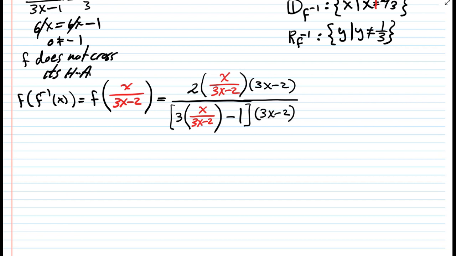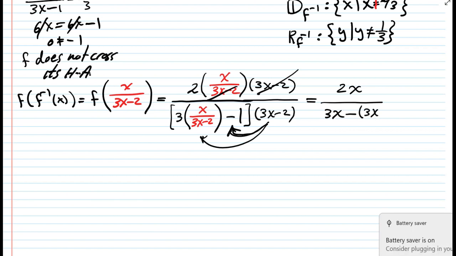So in the numerator, we're just going to get 2x, because these cross out. In the denominator, we're going to distribute 3x minus 2 to both expressions. Again, 3x minus 2 and 3x minus 2, those cross out. But since I'm going to distribute it to a negative 1 also, I'm not going to cross them out like I did the one above. As a result, the first term is going to be 3x minus, and then 3x minus 2 times negative 1 would be 3x minus 2.